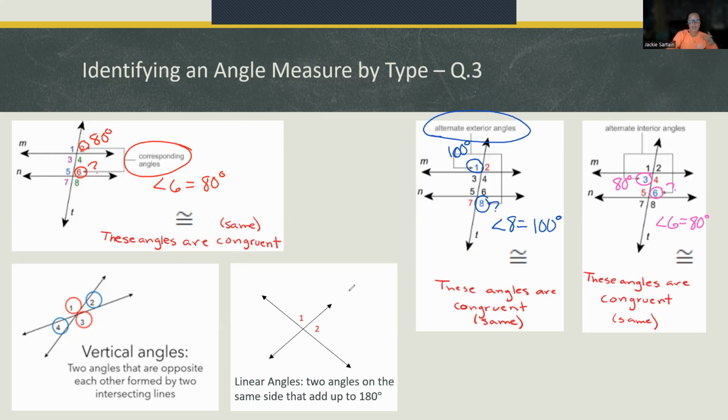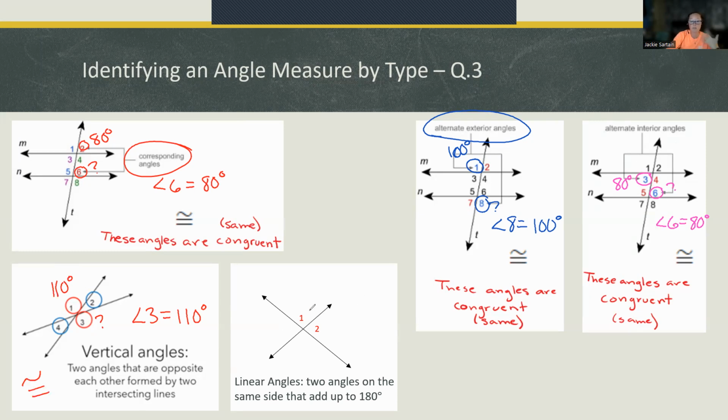So when you're trying to identify an angle measurement, first identify what type of angle it is. Is it corresponding, alternate exterior, alternate interior? Are they vertical angles? Going back to what we talked about in the first examples, if I know that this is 110 degrees and I'm trying to figure out the measurement of angle 3, I can say that angle 3 equals 110 degrees because they are vertical angles, and vertical angles are going to be congruent.